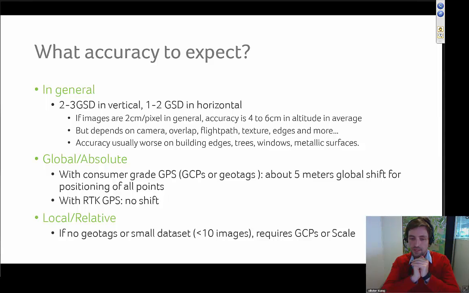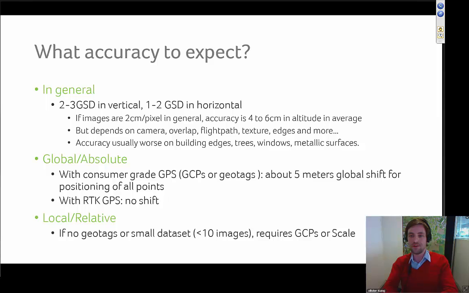Also, something to know is when you have very small data sets, like let's say 10 images, and you add consumer grade GPS information to your project, if you don't have that many GPS points, then the software is not able to average nicely. In the average we do, there might be some slight mistake, and the project may be 10% too big or too small. So all your measurements will be 10% too large or too small.